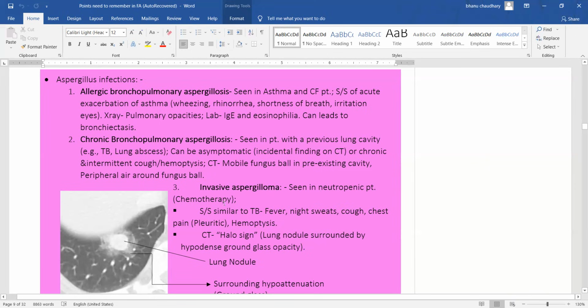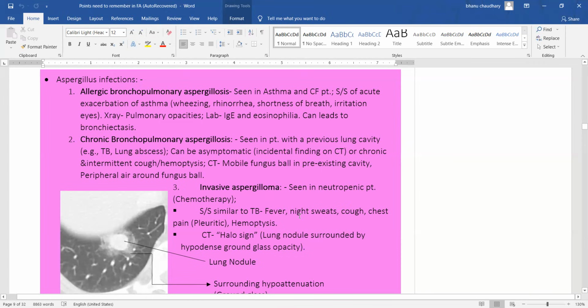Okay, and then comes invasive aspergilloma, which is seen in the neutropenic patient only. Like I told you, all the invasive infections will only occur in the neutropenic patients, and the neutropenia you will get by the chemotherapy. Okay, so you will get the symptoms just like the tuberculosis, which is the fever, the night sweats, the chest pain, and of course the blood in the sputum, which is hemoptysis.